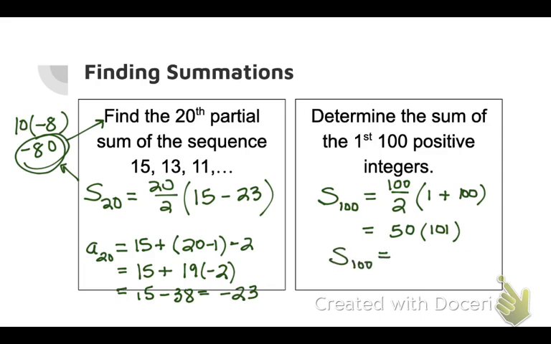All right, so 5,050. So if I added 1 plus 2 plus 3 all the way up to 100, I would get 5,050.